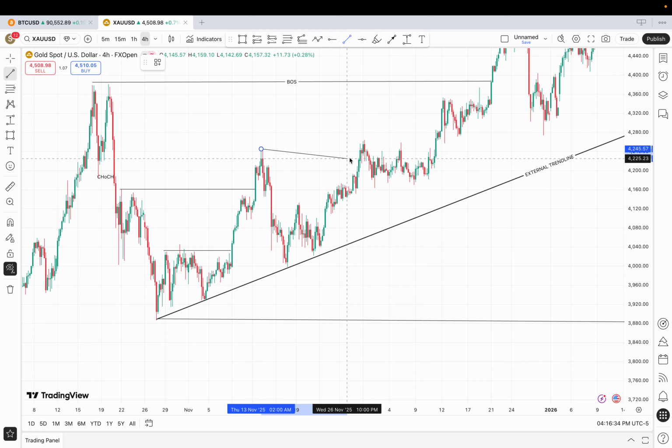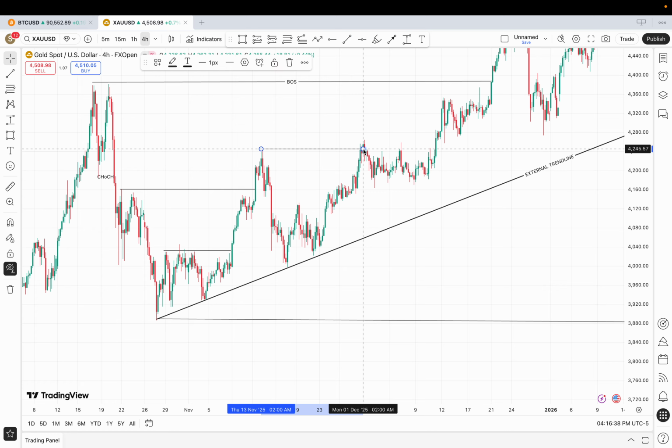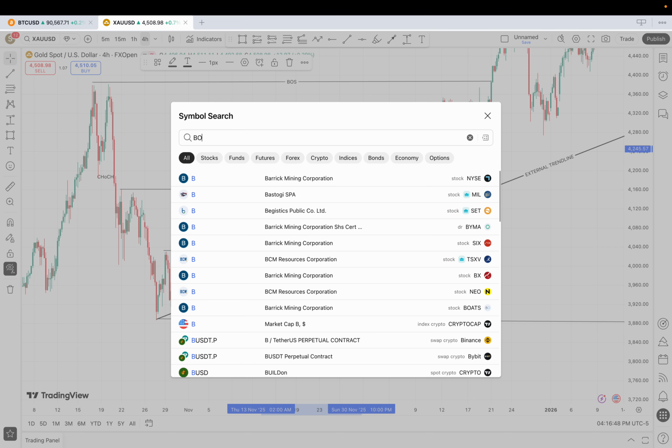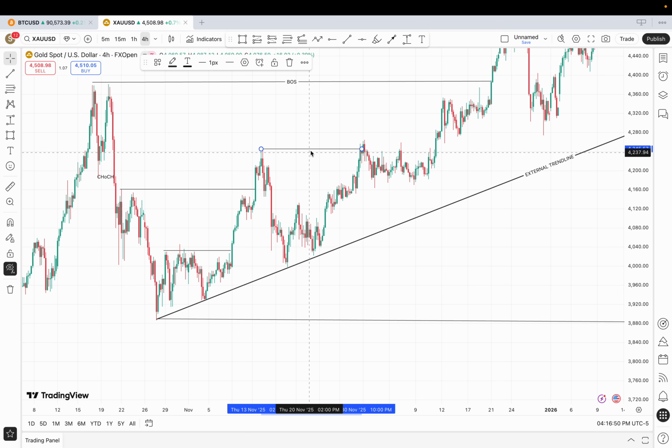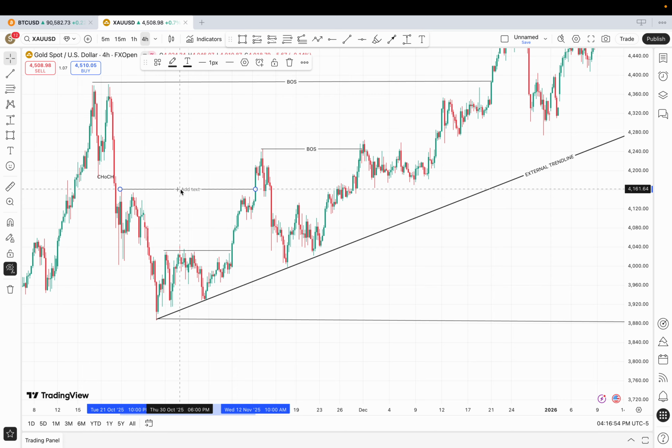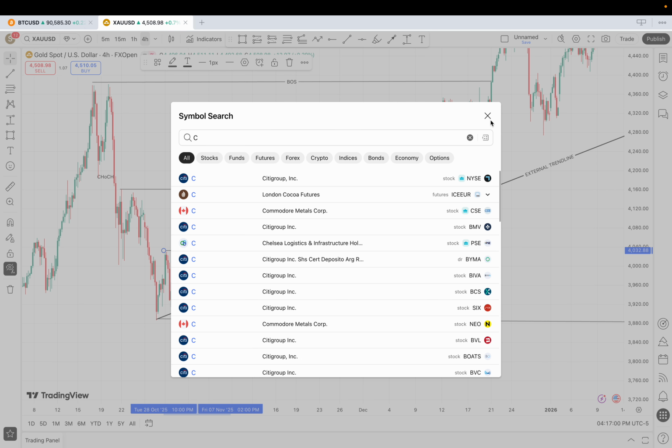From this place we also had another BOS, another BOS, change of character.